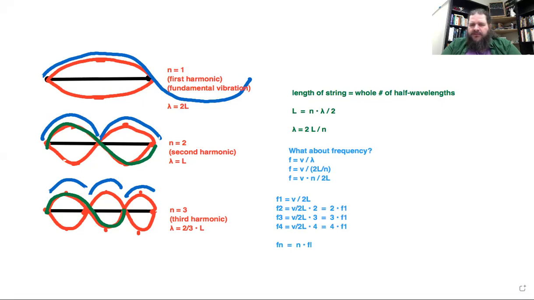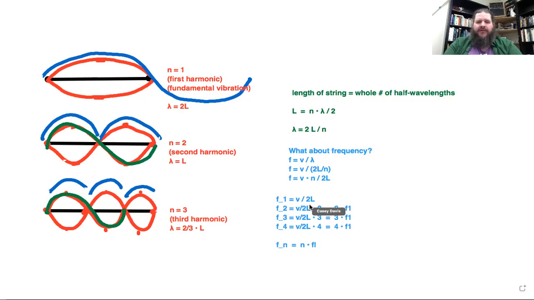N is, n acts as a scalar multiplier. I mean, when we write Fn here, this should really be F sub n, I should write. So like as a subscript. So the first harmonic, the fundamental vibration, has a fundamental frequency of speed over 2 times the length of the string. And you can control that.